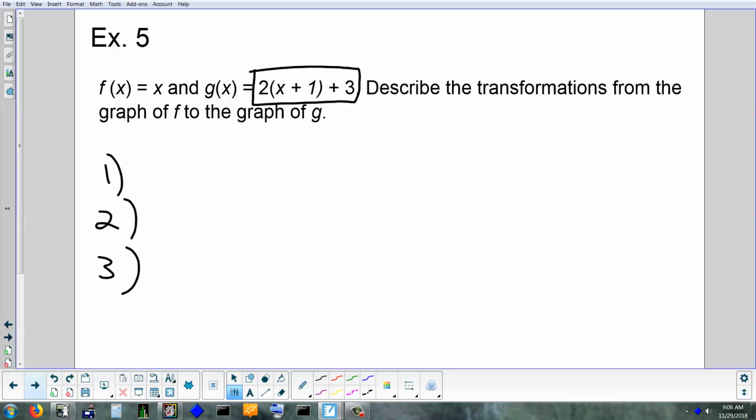So let's go back to our order. There's 6 things to look for. What's the first thing you always look for? Horizontal what? Yes, horizontal shift. Look on your chart. Look what a horizontal shift looks like, and then look at this problem. Do you see a horizontal shift in this problem?